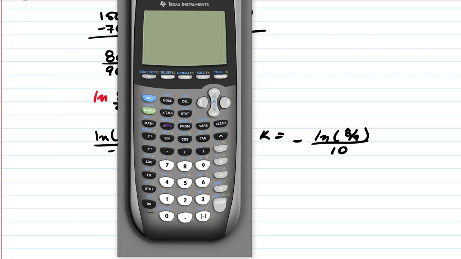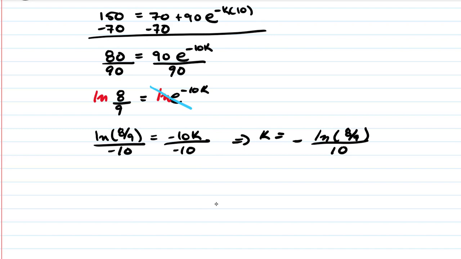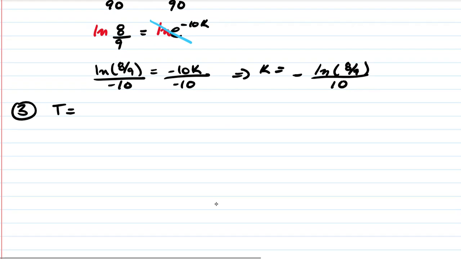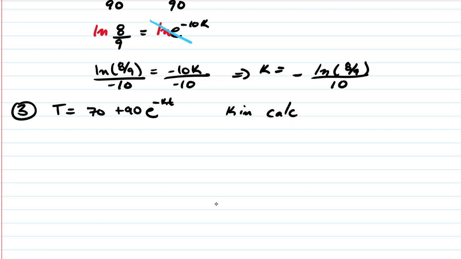I'm going to save that value into my calculator. So negative natural logarithm of 8/9 all over 10. And then I'm going to store that in my calculator as k. Alright, so now step 3 is I have T is equal to, and then our simplified equation was 70 plus 90 e to the negative kt, and k is in my calculator.